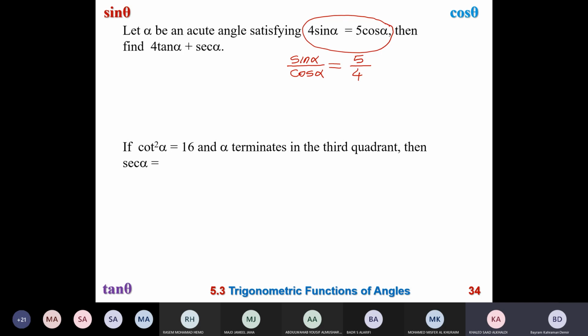Because 4 sine alpha equals 5 cosine alpha is the same as sine over cosine being 5 over 4, right? Yes. Because it's a cross multiplication, it will give you 4 sine equals 5 cosine. So that means exactly, sine over cosine, you see? Okay, which gives you the tangent basically. I got the tangent alpha.